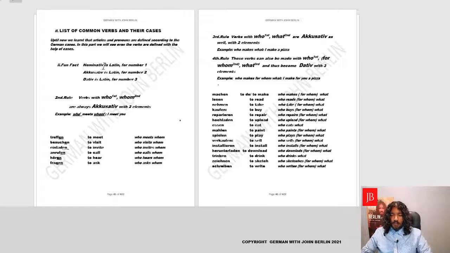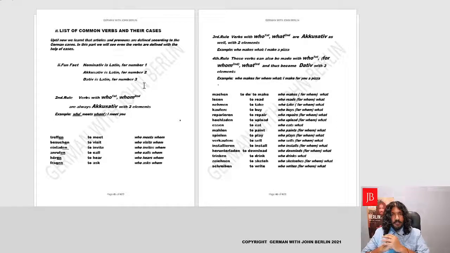A verb is basically called nominative in German when the verb requires just one case. Nominative is basically the Latin for the number one, and if a verb requires only one case to make a sentence, then it is called a nominative verb. A verb which requires two cases to make a sentence is called an accusative verb. Accusative is the Latin for number two. Thus you get the meaning of accusative as well.